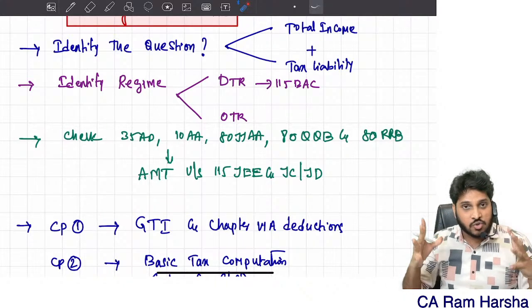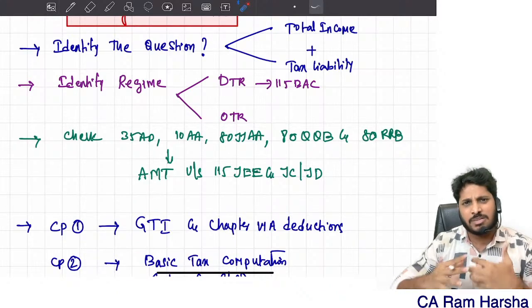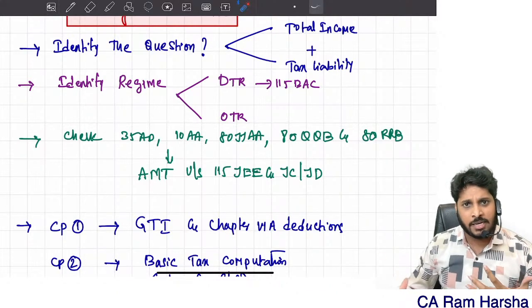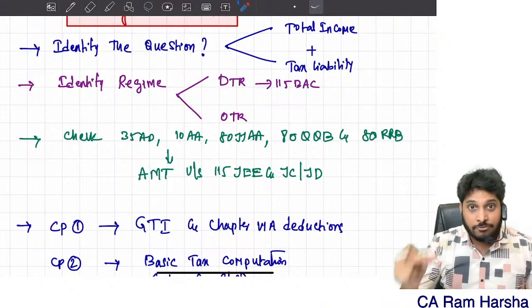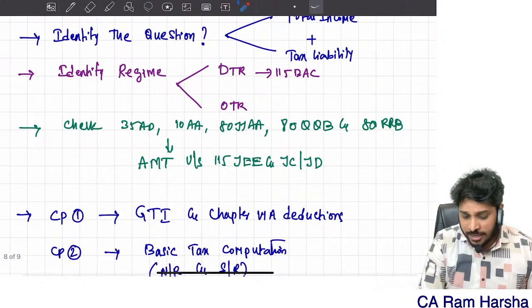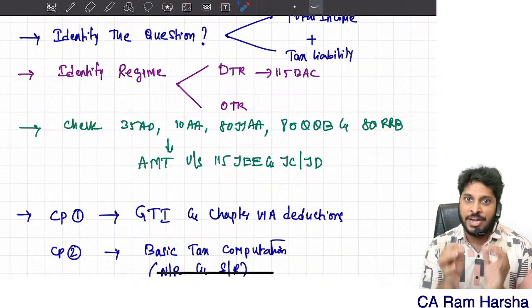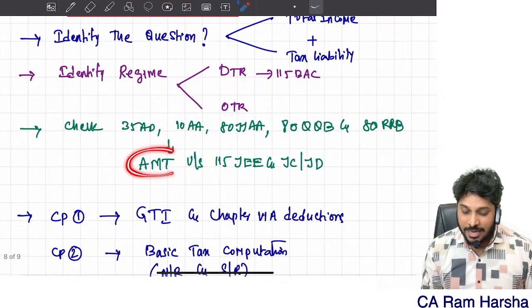because taxation is one paper where time is so tight, because GST and income tax are both lengthy papers, getting it? So in the 15 minutes reading time, focus on income tax, solve total income fully. Okay, now look at this. So check 35AD, all this. If at all any of this is there, immediately you should remember AMT provision is applicable.